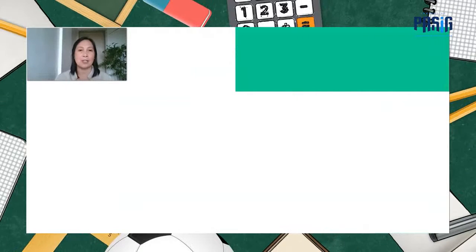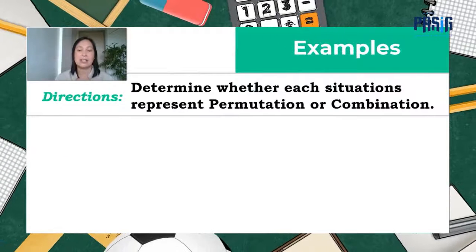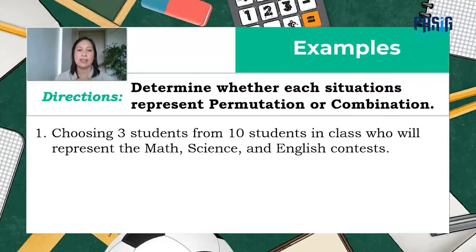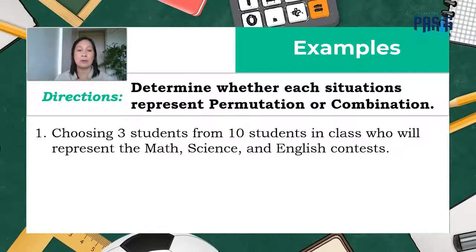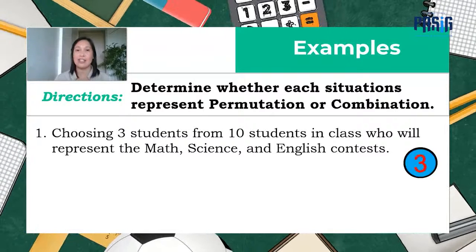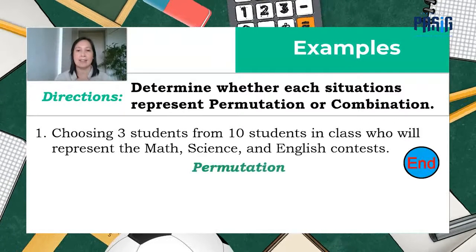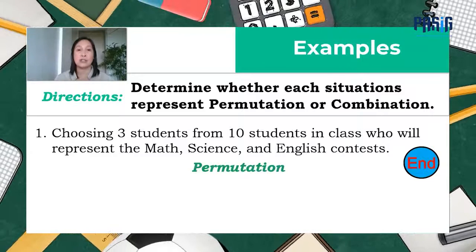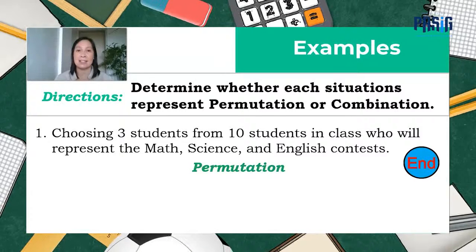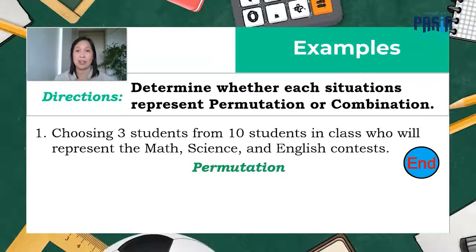Let us have more examples on permutation and combination. Determine whether each situation represents permutation or combination. Number 1. Choosing 3 students from 10 students in class who will represent the math, science, and English contests. I'll give you 5 seconds to answer the question. Correct. It is permutation. After the 3 students are chosen, each one of them will be assigned as contestants in math, science, and English. So the arrangement of the contestants is important, so it is permutation.